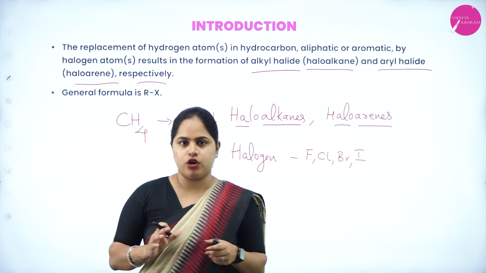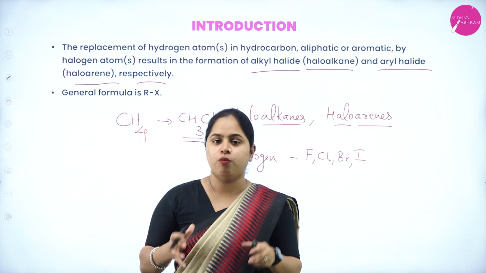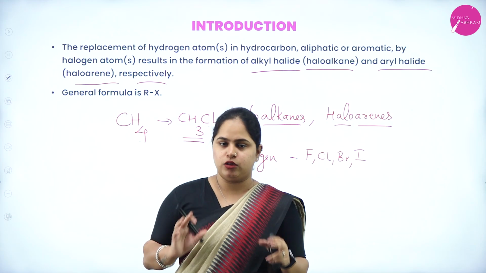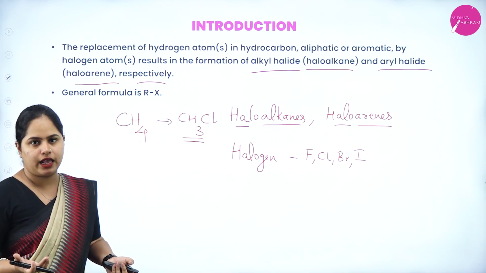So that is very important to understand. From your alkane or your aromatic group, what happens? One hydrogen atom will be replaced by a halogen atom. It is not necessary that it is chlorine. It can be any other halogen atom.